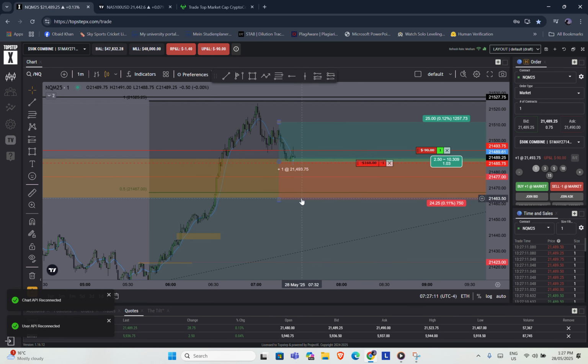Okay, so the market looks like it got rejected in this specific fair value gap area because it came down. There's a market structure shift and then it moved above, got retraced in here. Still, we are in loss.